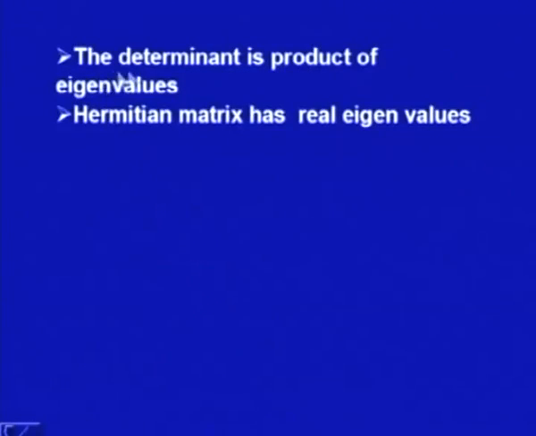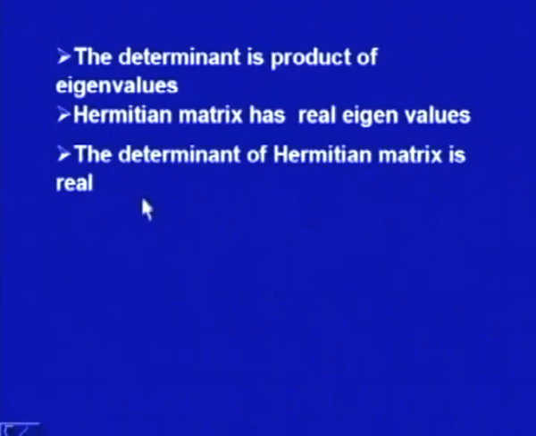Now the determinant is the product of eigenvalues. This is the result which we have established in earlier lectures. So here we have a Hermitian matrix which has real eigenvalues, and if we combine these two results, we can say that the determinant of a Hermitian matrix is real, because all the eigenvalues are real, so their product will also be real, and the product of eigenvalues is the determinant, so the determinant of a Hermitian matrix is real.